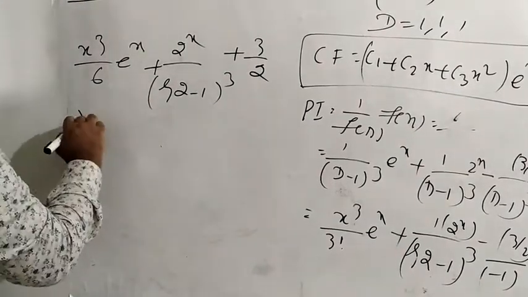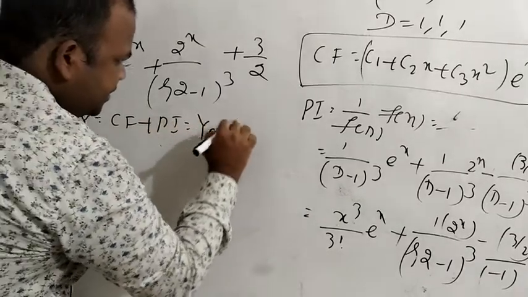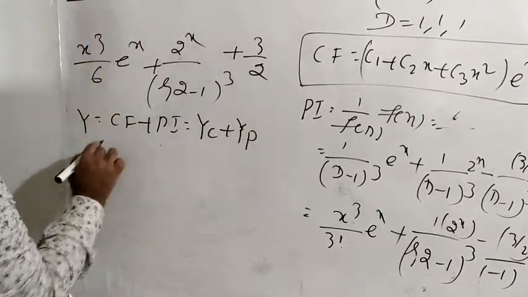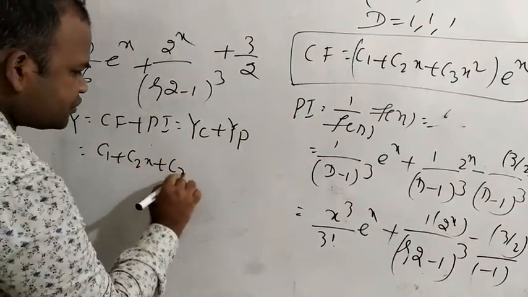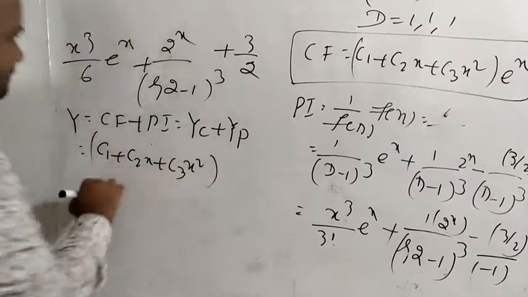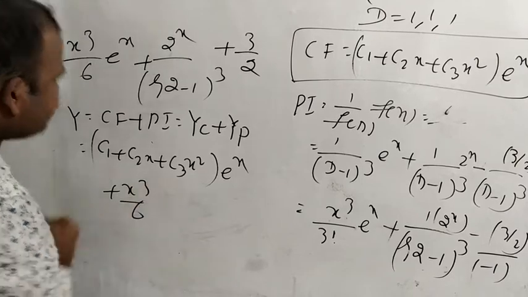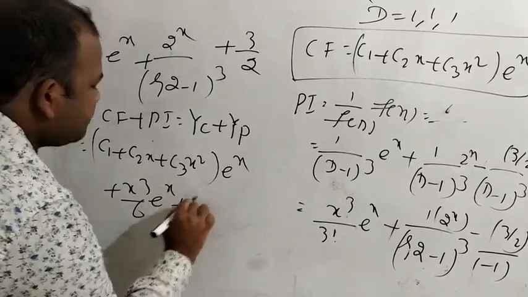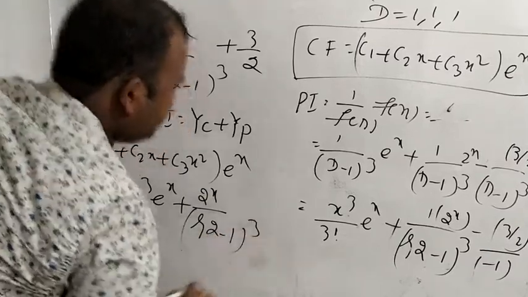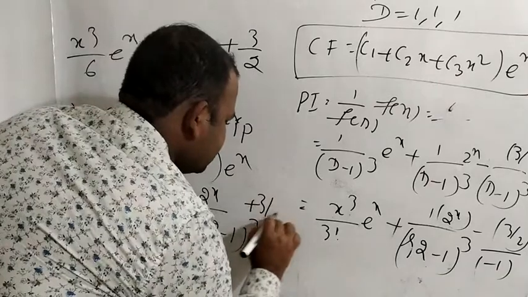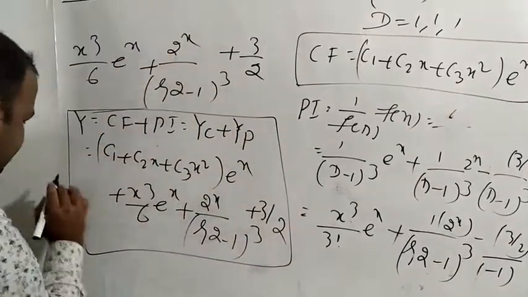So what is the total solution? y equals CF plus PI, that is yc plus yp. What is CF? CF equals (C1 plus C2x plus C3x square) e raised to x, plus x cube by 6 e raised to x, plus 2 raised to x upon (log of 2 minus 1) whole cube, plus 3 by 2. So this is the final answer. Okay.